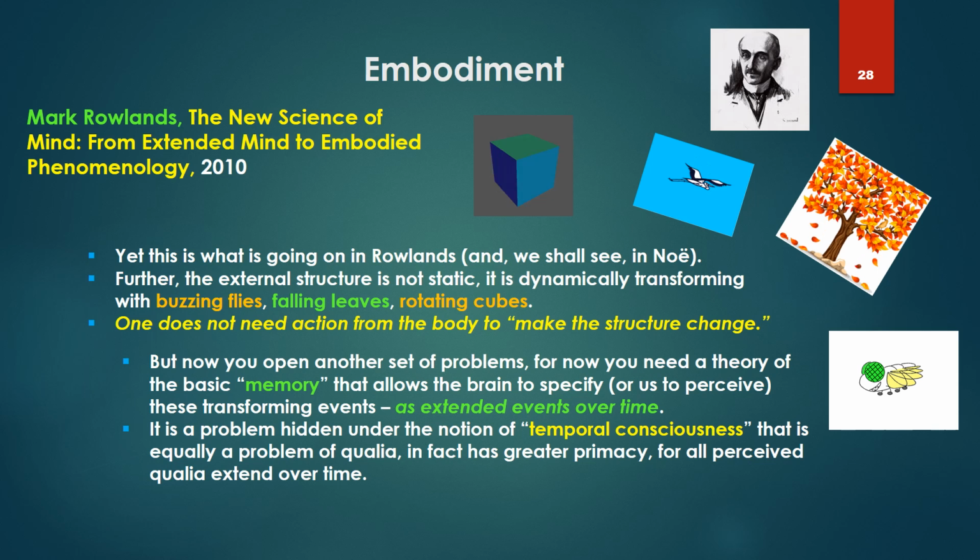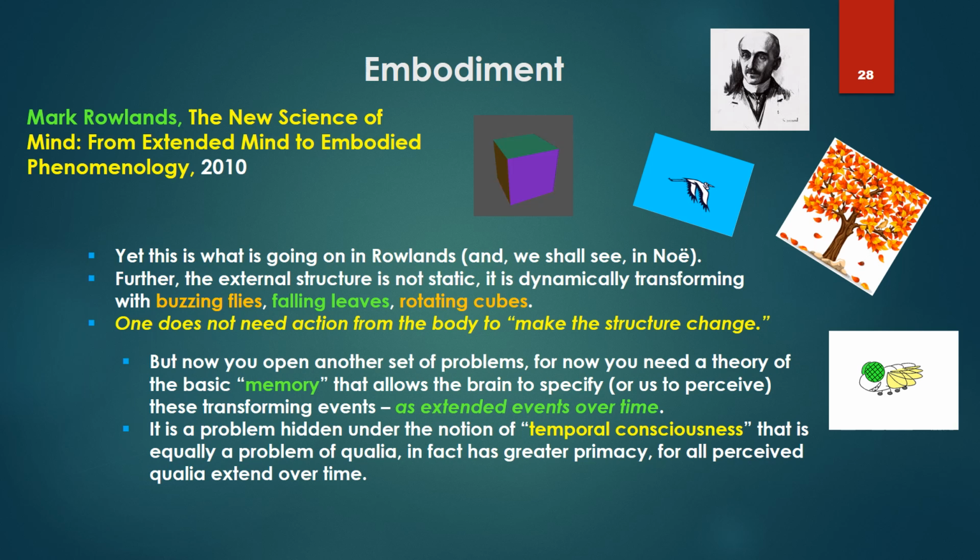But nevertheless, you now open up another set of problems, for you now need a theory of the basic memory that allows the brain to specify, or for us to perceive, these transforming events as extended events over time. The leaf gradually falling, the heron flowing its wings up and down. Again, this is a major problem.